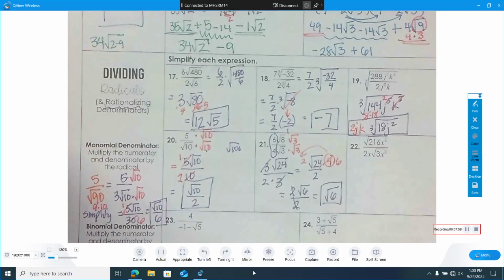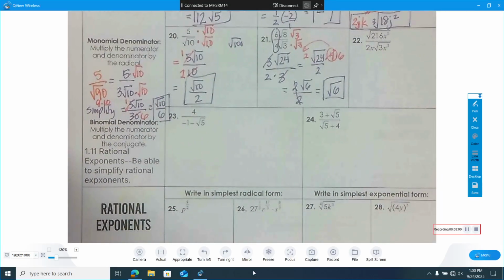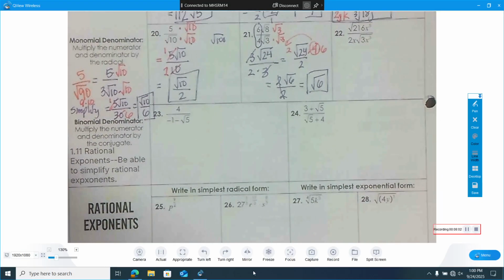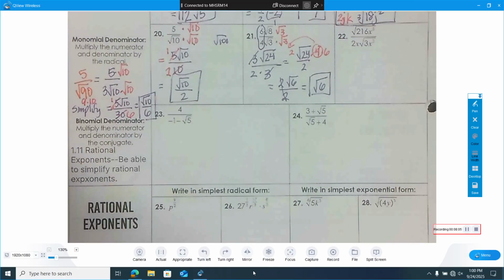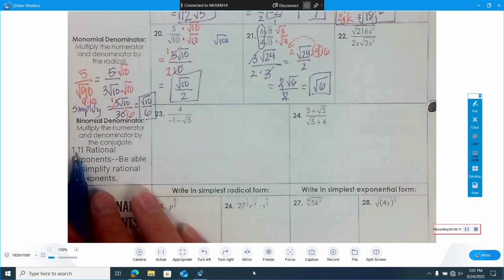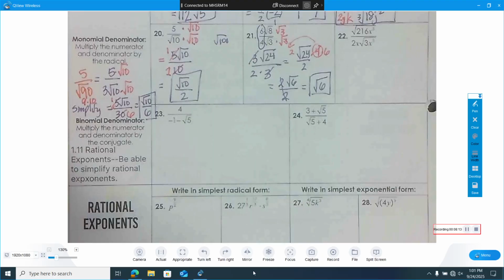Okie dokie. Let's look down here. 23 and 24. These are particular. Oh, this is all we're doing. I'm doing rational exponents tomorrow. Look at that. There's the heading for 111. Oh, score. We're only doing that. So 23 and 24. Sweet.